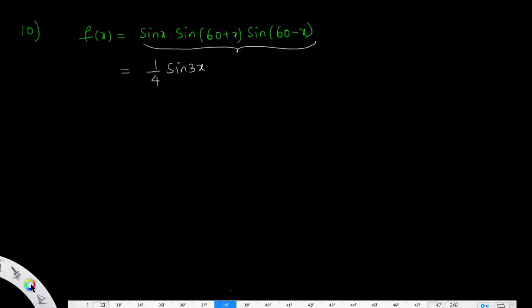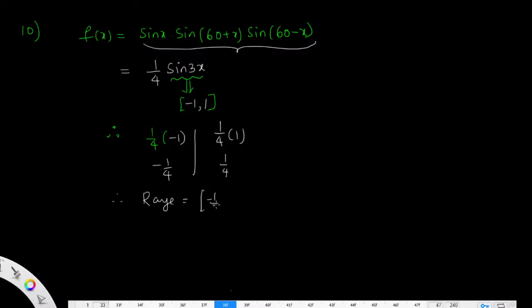So then, we know that sin 3x lies in the interval minus 1 comma 1. Therefore 1 by 4 into minus 1 comma 1. Sin x is nothing but minus 1 comma plus 1. If it is sin 3x also, you can write as 1 by 4 into minus 1 for the first part, 1 by 4 into plus 1, that is minus 1 by 4 comma plus 1 by 4. Therefore the range is nothing but minus 1 by 4 comma 1 by 4.